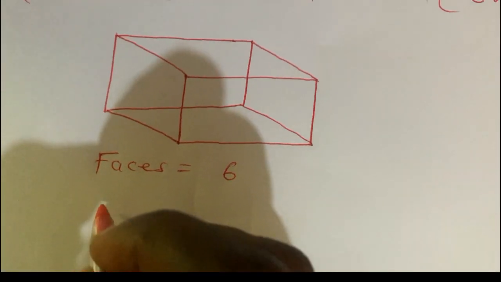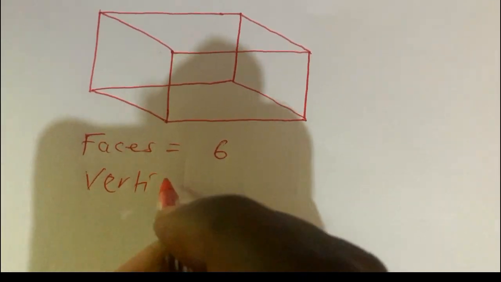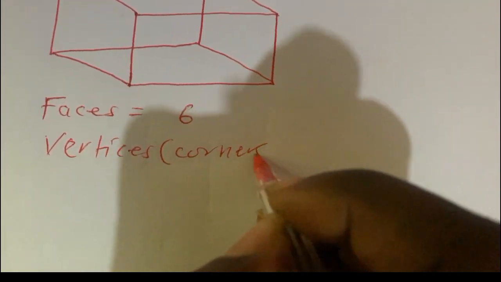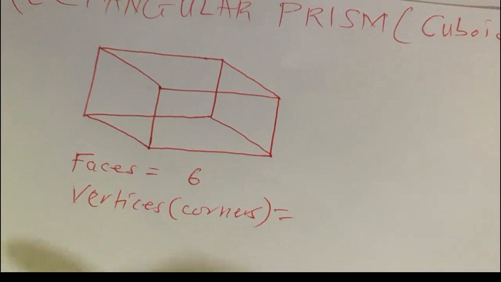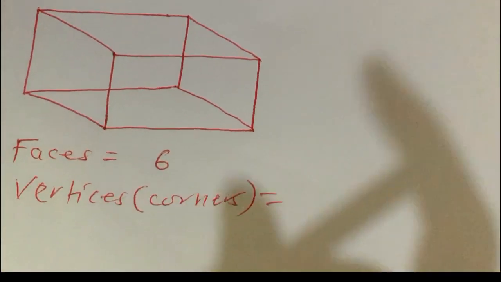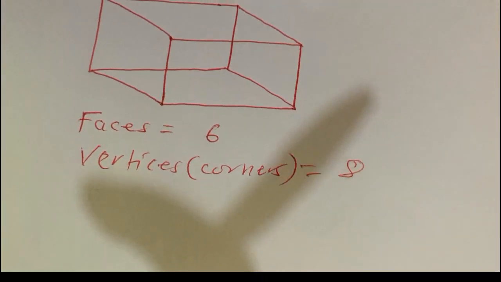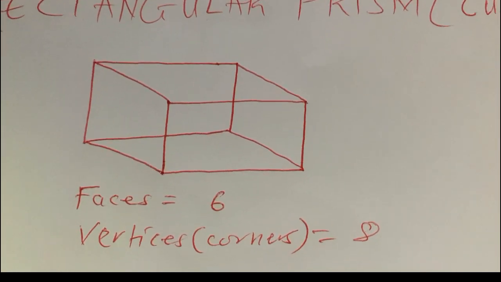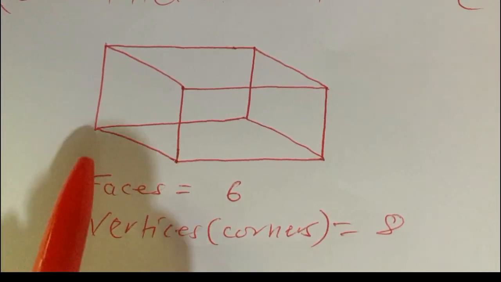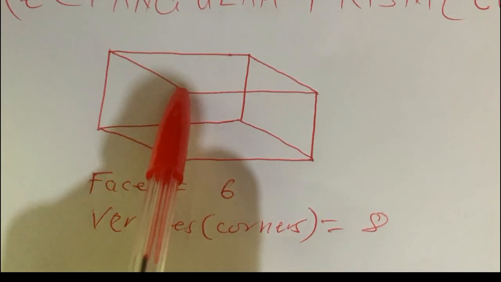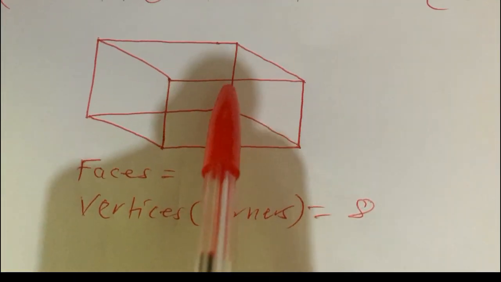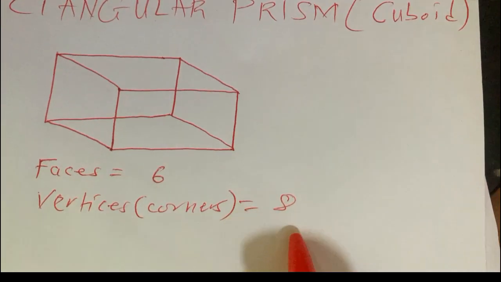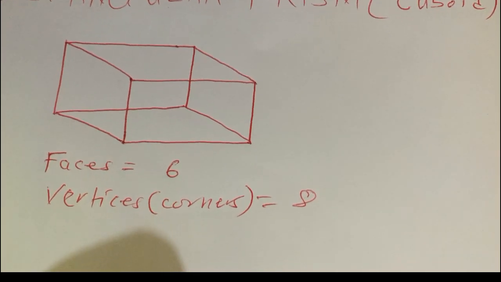Now let us look at the vertices. So the vertices, another name for the vertices is what? The corners. How many corners does the rectangular prism have? It has 8 vertices, right? 8 vertices. So how do we determine these 8 vertices? Let us check from the diagram that we have. Counting the corners, we have 1, 2, 3, 4, 5, 6, 7, and 8. So the rectangular prism has what? 8 vertices, right?